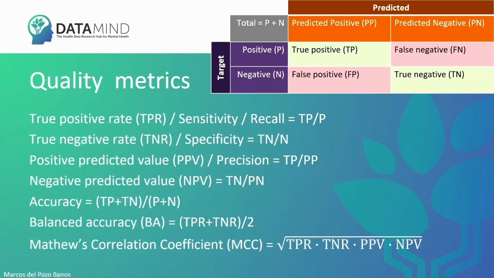An alternative to this is to use balanced accuracy, which in a sense is just the average between the true positive rate and the true negative rate, or the average between sensitivity and specificity.